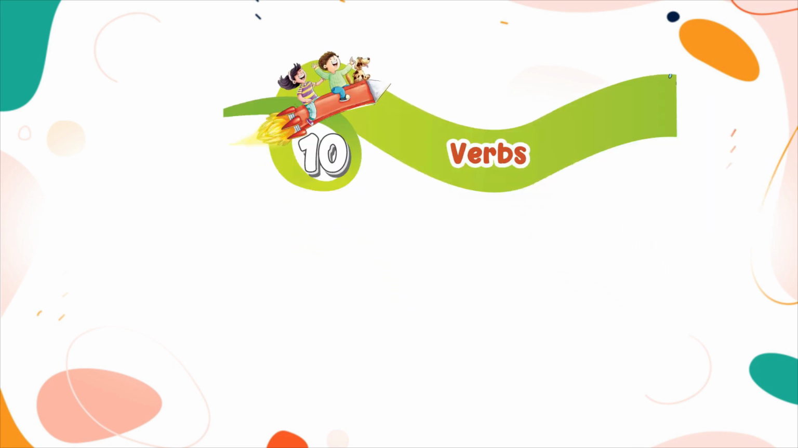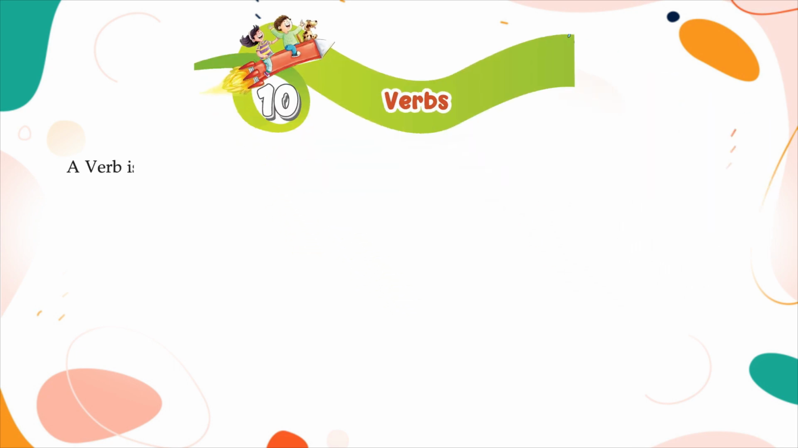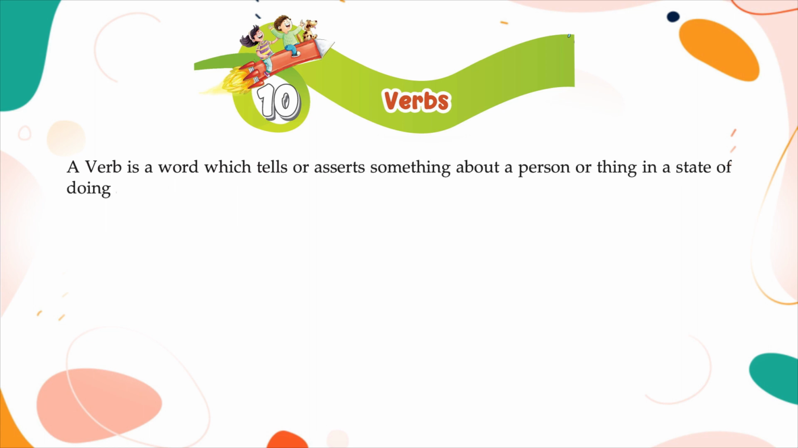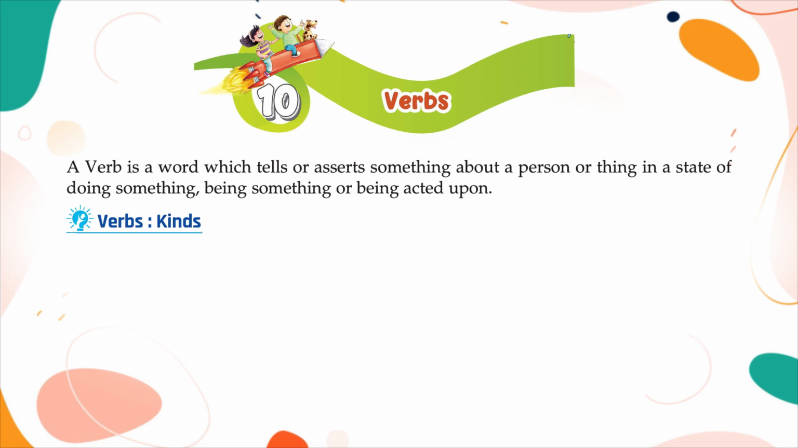Chapter 10: Verbs. A verb is a word which tells and asserts something about a person or thing in a state of doing something, being something, or being acted upon. Verbs, kinds. We have two types of verbs.